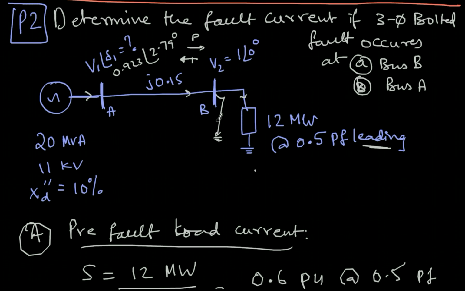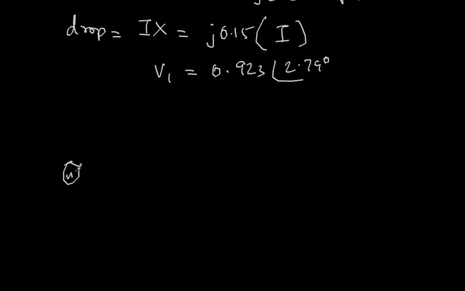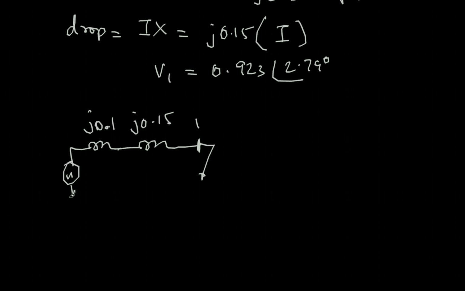So let's look at this now. What will be the fault current here? Again, I look at the Thevenin's equivalent. There is a 10 here and there is a 15 here. So I'll get a Thevenin's equivalent something like this: j0.1 per unit and j0.15. Here the pre-fault voltage is 1, and then there is a fault here. So again, exactly the same calculation goes.